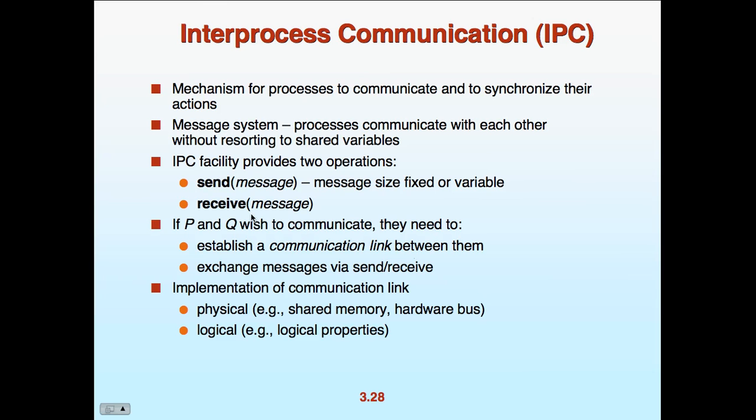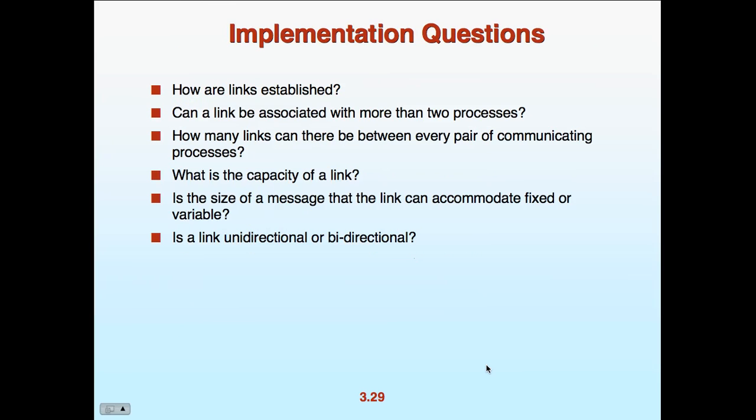IPC, two operations: send and receive. If P and Q wish to communicate, they need to establish a communication link or channel, and then exchange messages via the send and the receive. So the implementation of the communication link is physical or logical. In terms of physical, it might be shared memory or a hardware bus. It might be a piece of shared memory in the operating system that says, go to this address and check out what's there, and use that as your mailbox. Or it might be logical, in terms of logical properties. So it depends on what type of support the kernel provides and how it's implemented.